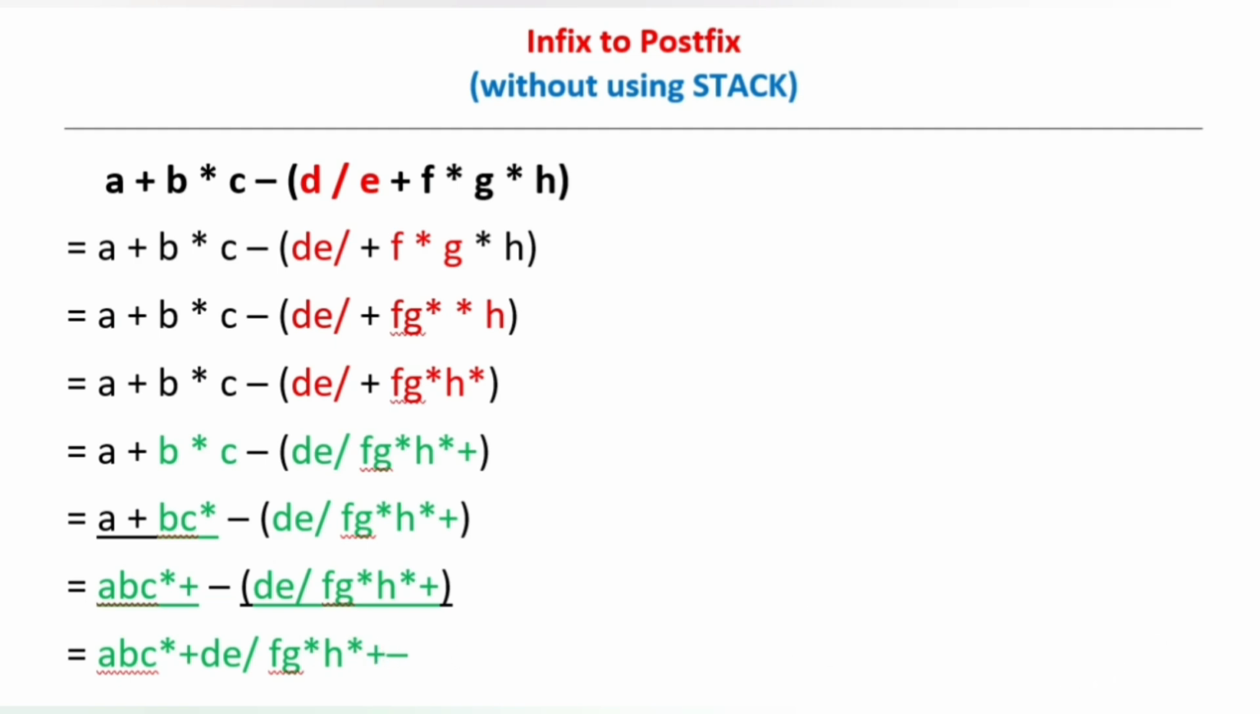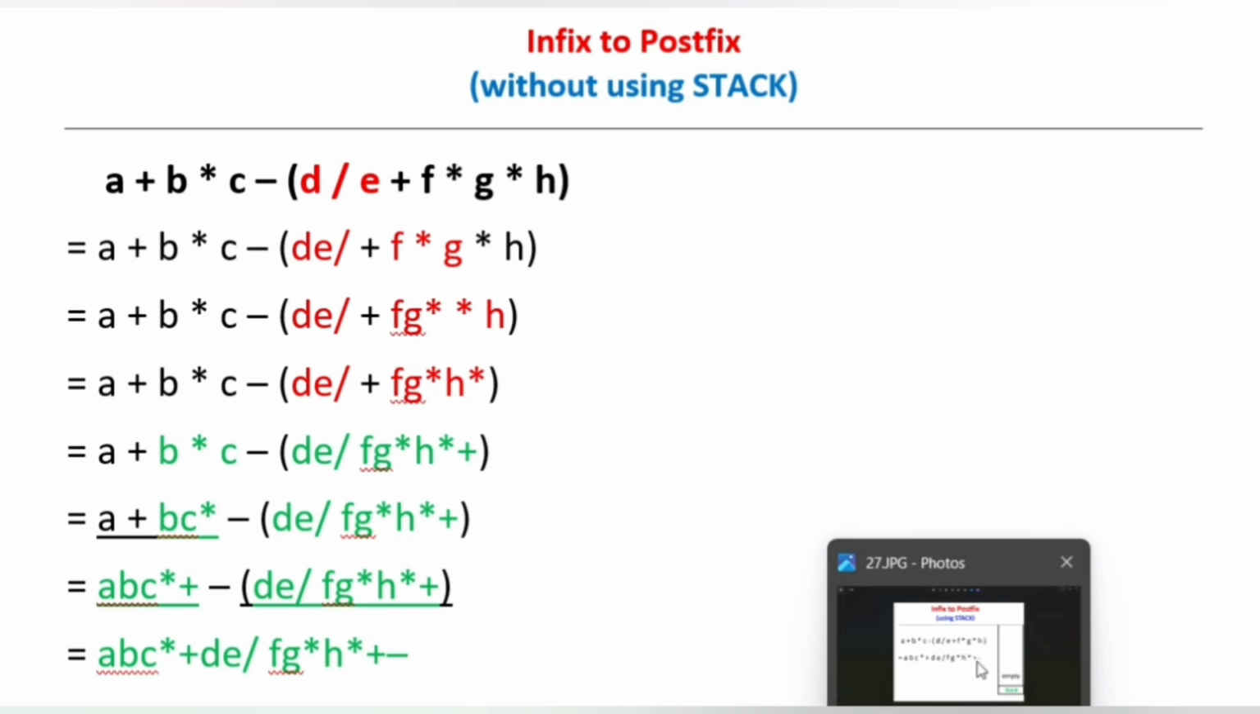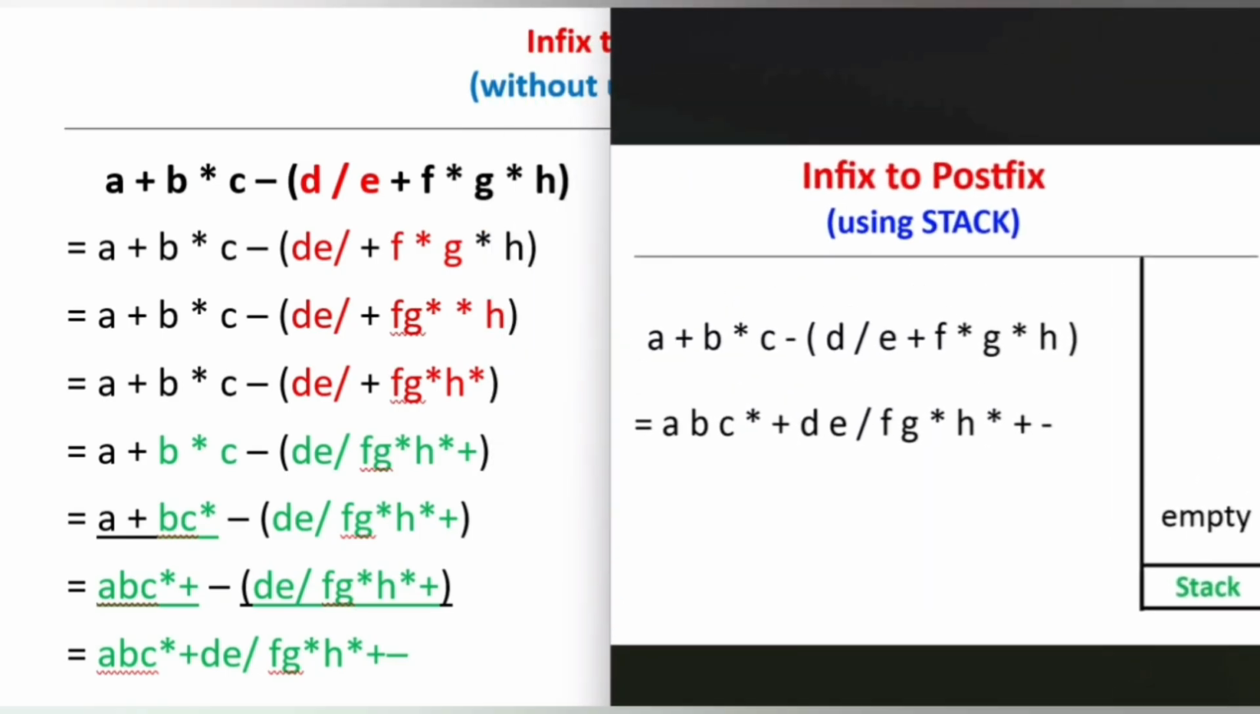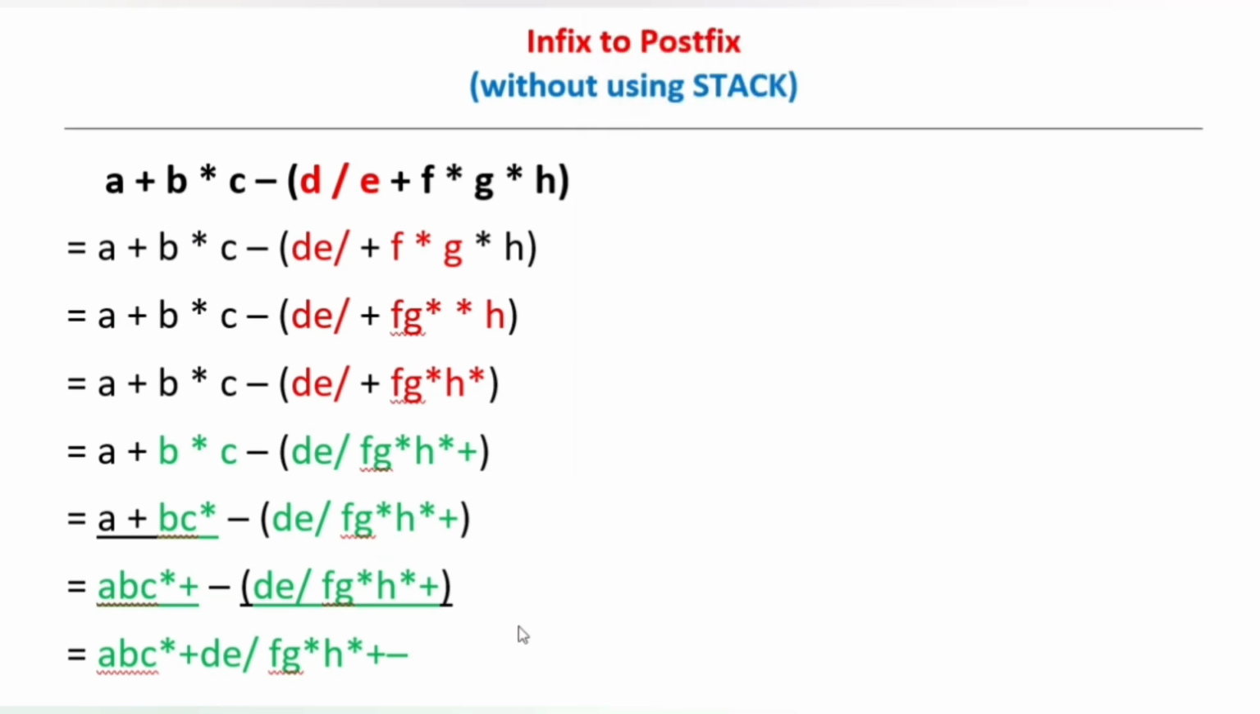So now let's check with the previous one. What was the previous one? You can see here in the previous one we had the same output. Let's check it. ABC multiply plus DE slash FG multiply H multiply plus minus. That's all. Understood? Clear? I hope you understood. So this is the answer.